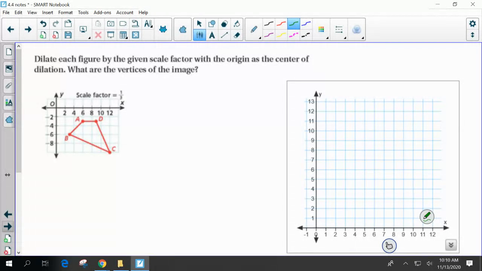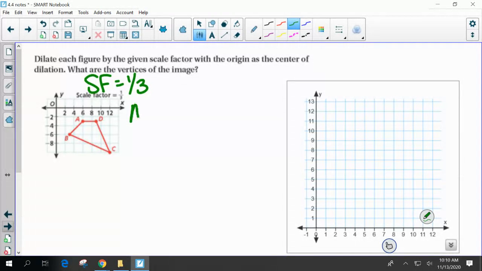So look at this problem. We are going to dilate this by a scale factor of 1/3. The scale factor is kind of small typed on your paper, but it's a scale factor of 1/3. Before, we've always been given the coordinates. This time we are not. So what do you think we have to do? Find the coordinates from the graph.